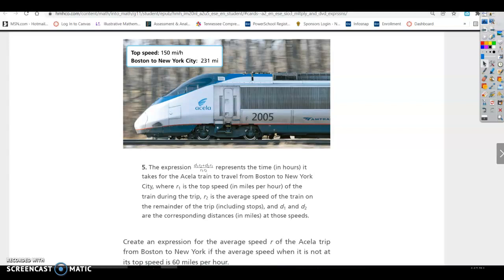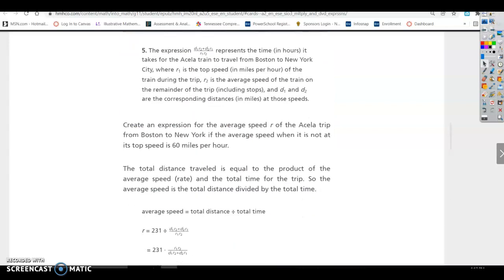All right, so it says the expression, okay, here's the expression, represents the time in hours it takes for the Acela train to travel from Boston to New York City, where R subscript 1 is the top speed in miles per hour of the train during the trip. R2 is the average speed of the train on the remainder of the trip, including your stops. D subscript 1 and D subscript 2 are the corresponding distances in miles at those speeds.